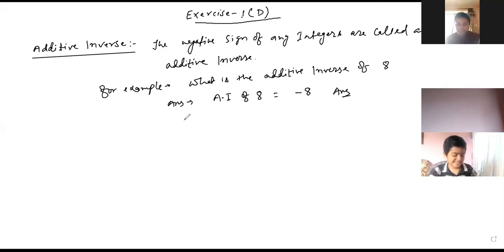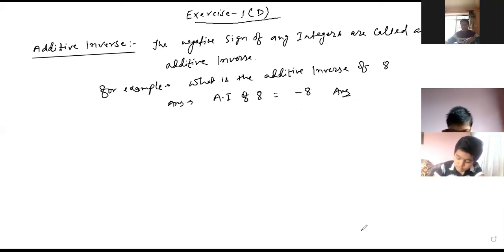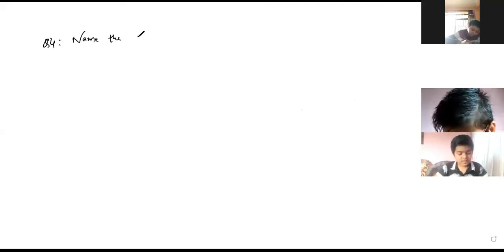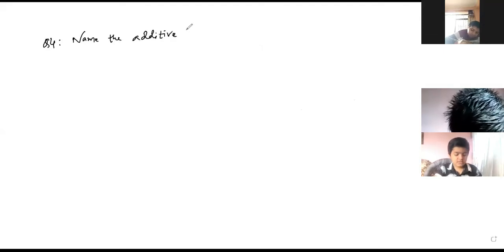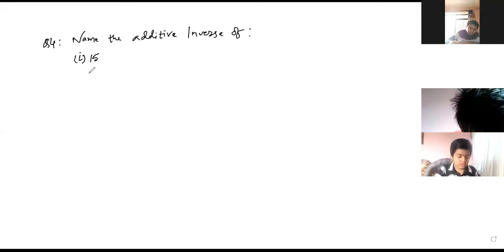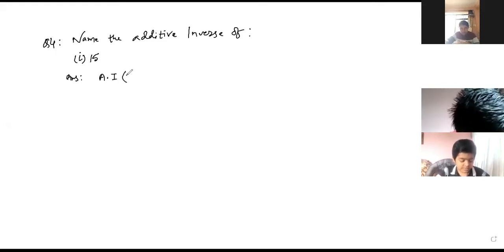Okay, so you understood this. Now question number 4. Name the additive inverse of number 1, 15. So what is the additive inverse of 15? Your answer should be minus 15. A stands for additive, I stands for inverse. Additive inverse of 15, just write 15 in the bracket, is equal to minus 15.